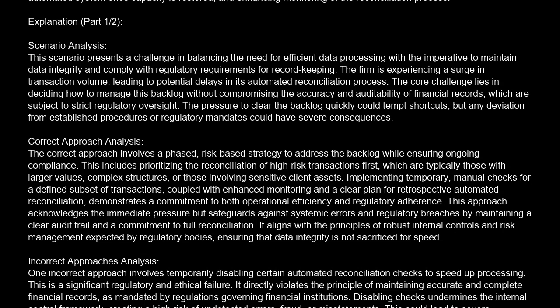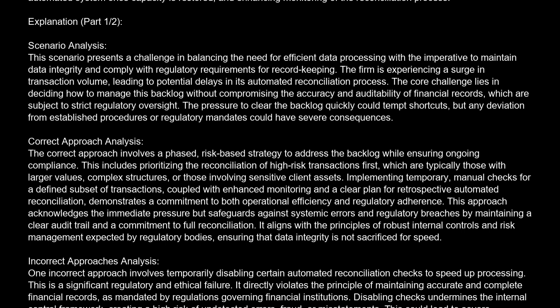Correct answer is D. Implement a temporary risk-based approach to clear the backlog, prioritizing high-value and complex transactions for immediate manual review, while concurrently developing a plan to reprocess the remaining transactions through the automated system once capacity is restored, and enhancing monitoring of the reconciliation process.